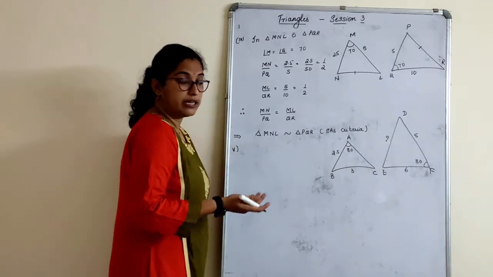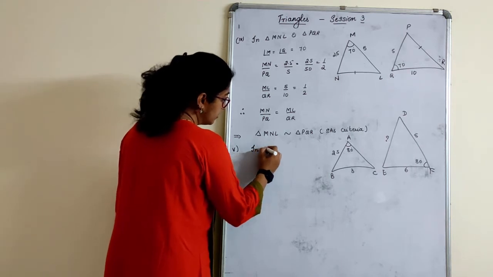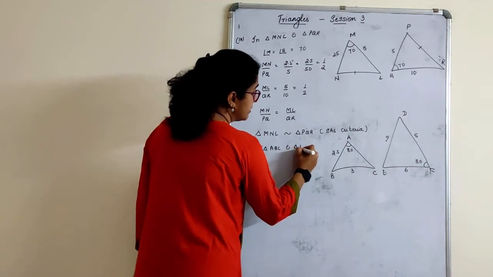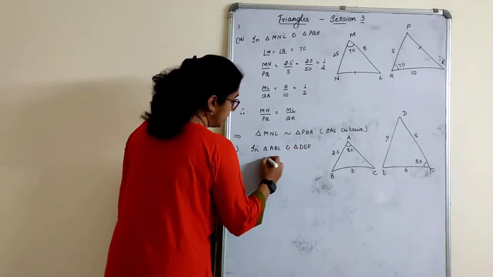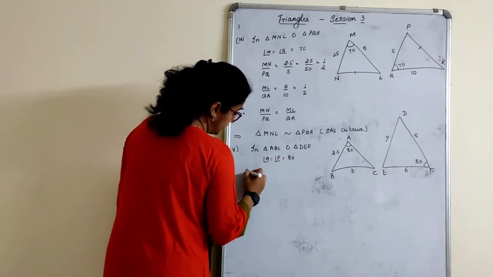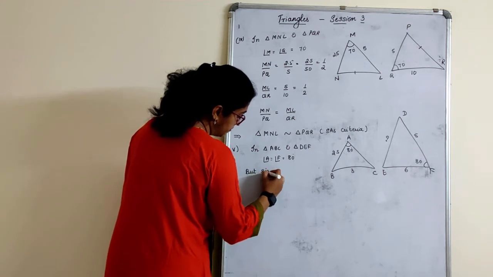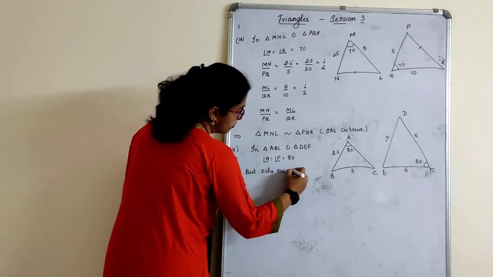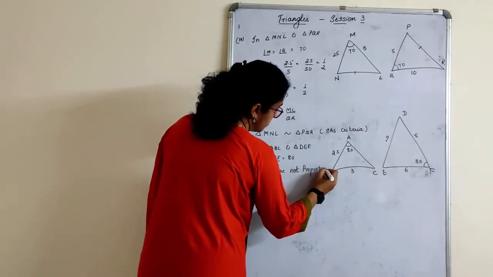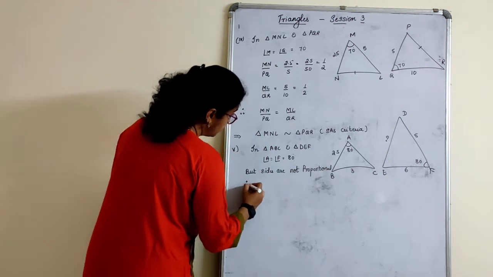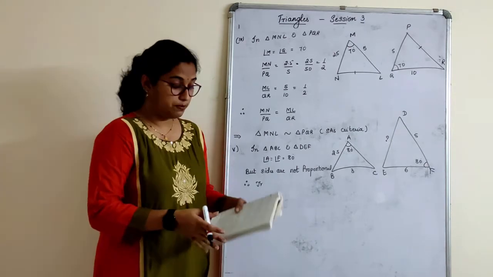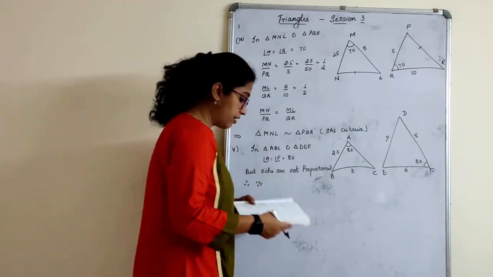Directly you can write by looking at the figure. In triangle ABC and triangle DEF, we only have angle A is equal to angle F is equal to 80 degree, but sides are not proportional. Therefore, triangles are not similar. You can give the conclusion as we had given for the previous one. Give the conclusion here: triangles are not similar.